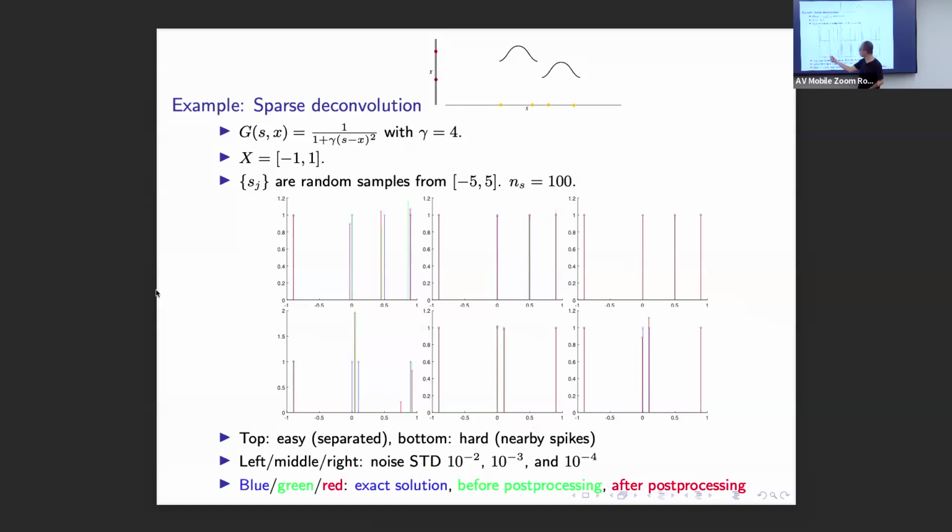In the hard case, you have two spikes which are really close to each other, and the noise is 10 to minus 2, 10 to minus 3, 10 to minus 4. You see that in this case we don't do very well, but starting from 10 to minus 3 and 10 to minus 4, both before and after post-processing, we're able to capture this location and also the weight quite accurately.